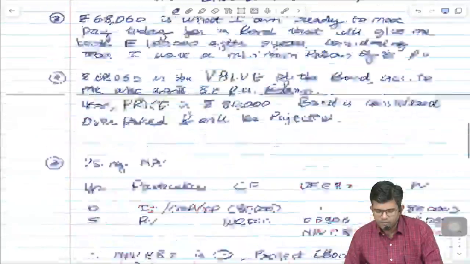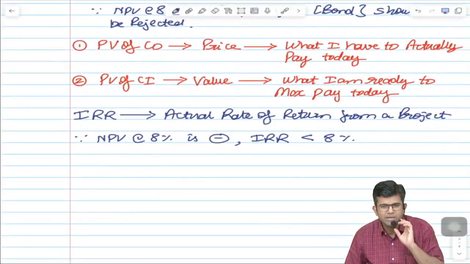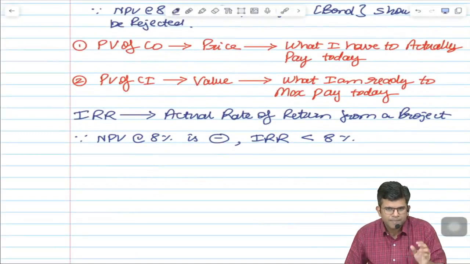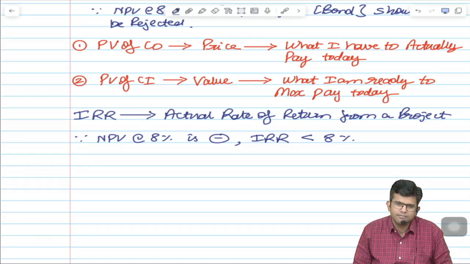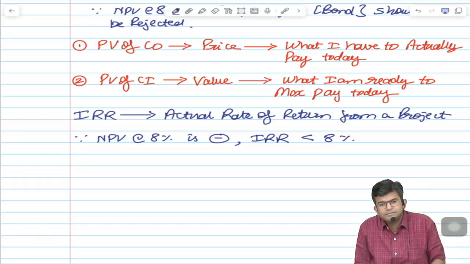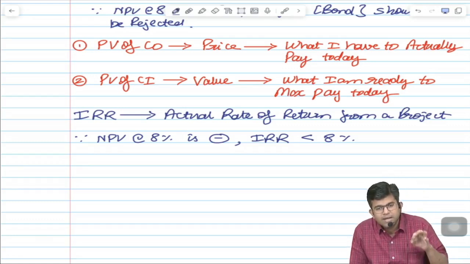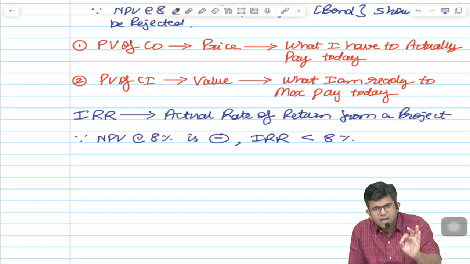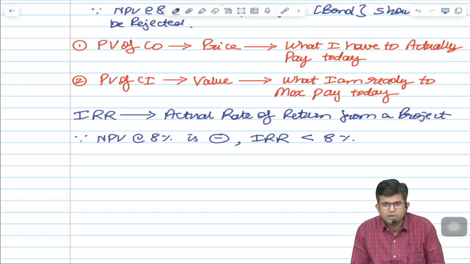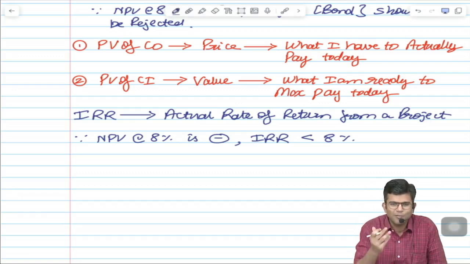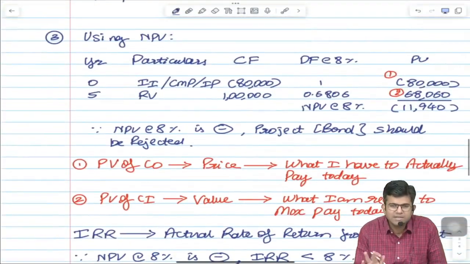So do you therefore realize, what is the meaning of a negative NPV? Negative NPV does not mean loss. Remove it from your brains. Negative NPV does not mean loss. Negative NPV simply means the IRR is less than the NPV's rate. You're understanding? At whatever rate you have discounted, the required return, IRR is less than that. Everyone clear?